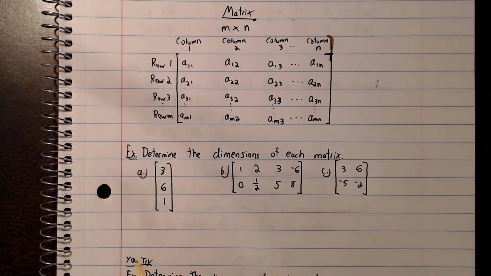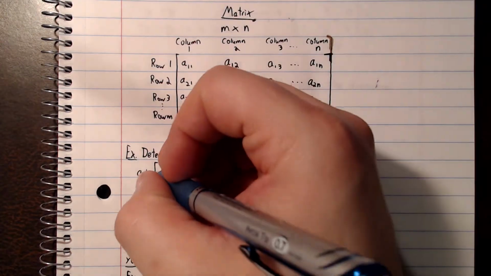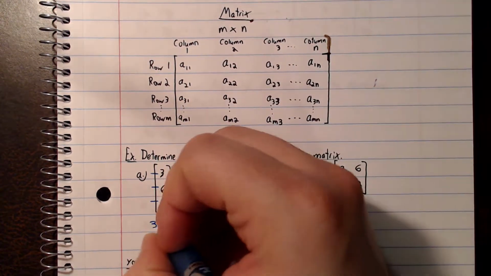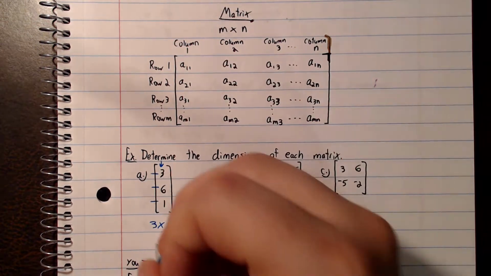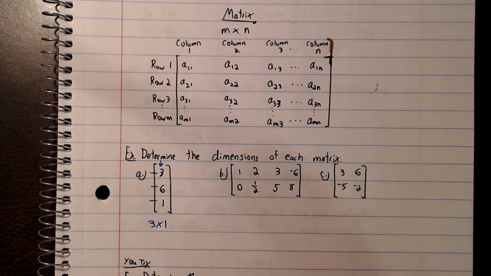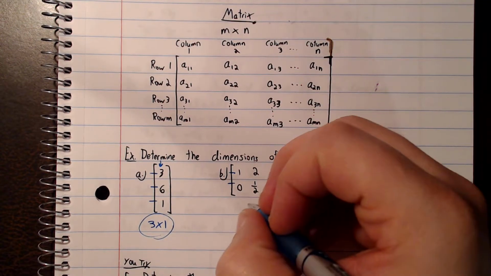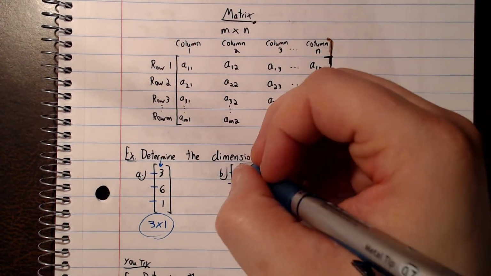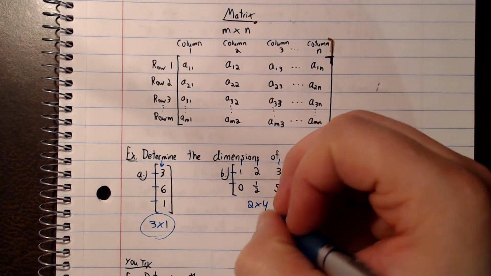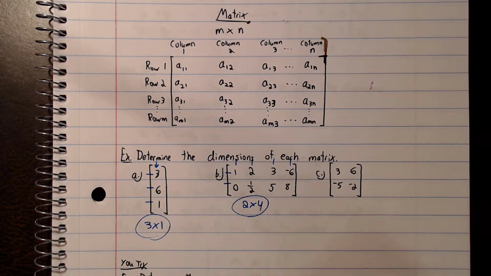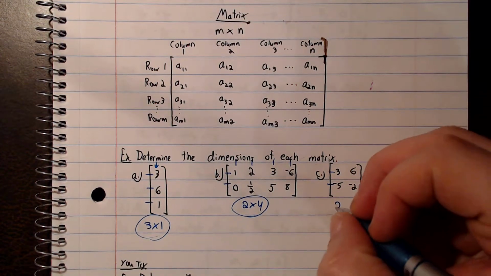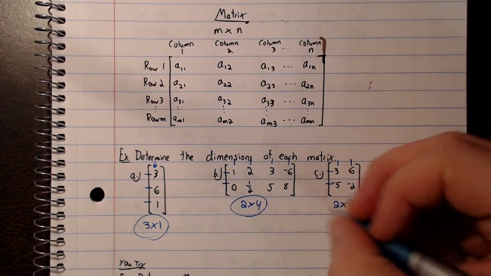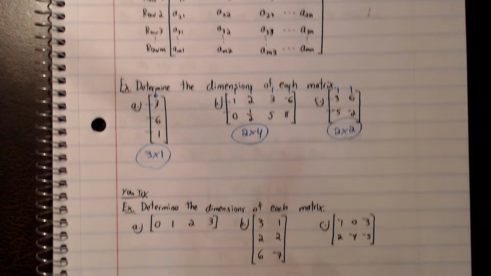Let's take a look at these examples. I don't think it's necessary to copy these for right now. We have this first one that is 1, 2, 3 entries tall and only 1 entry wide, so it's 3 by 1. Here we have 1, 2 entries tall and 1, 2, 3, 4 entries wide. And the last one here is 2 by 2.